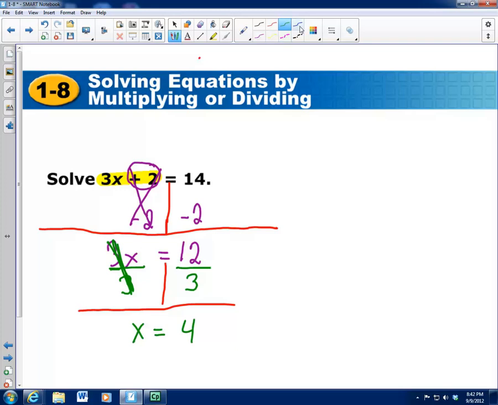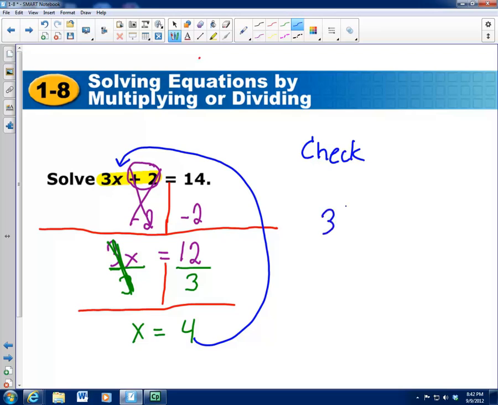Now, again, we can check that if you want. So if I draw my check right over here, substitute this value in for my x, I'm going to have 3 times 4 plus 2 equals 14. Well, let's see. 3 times 4 is 12 plus 2. Well, 12 plus 2 is 14. So that checks out. We know that that's correct, and we got it right.